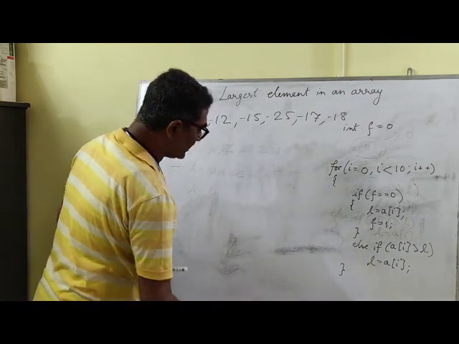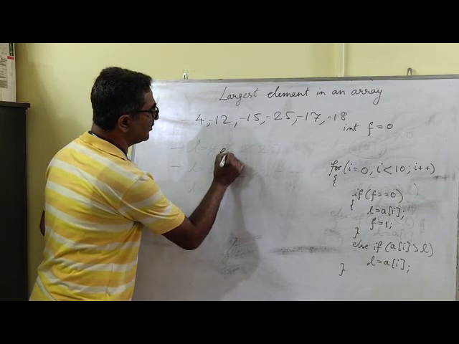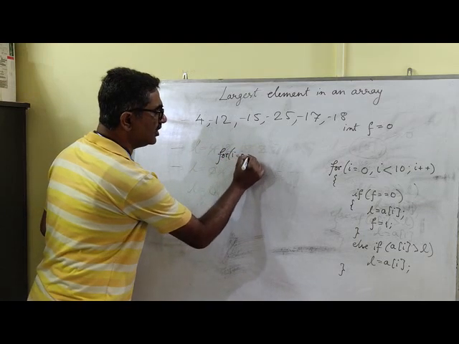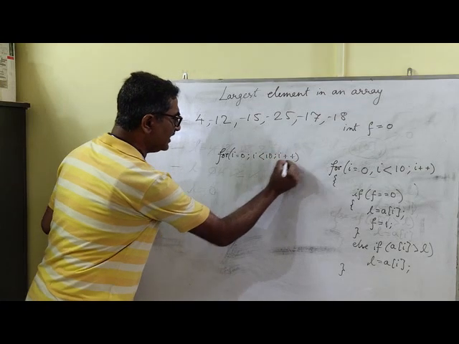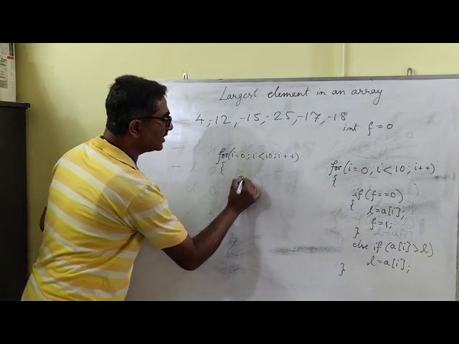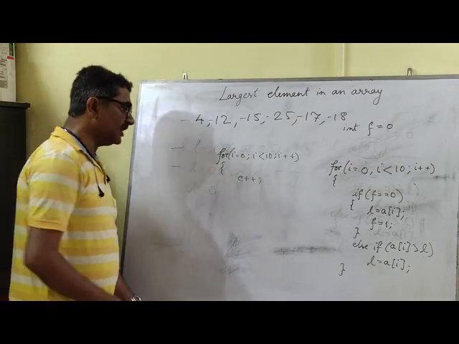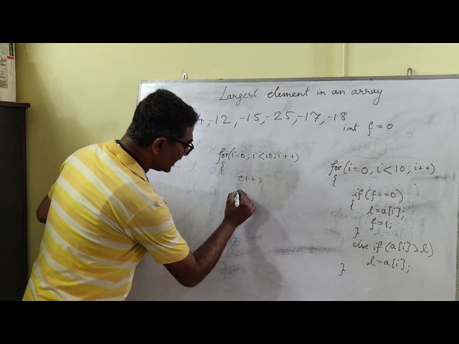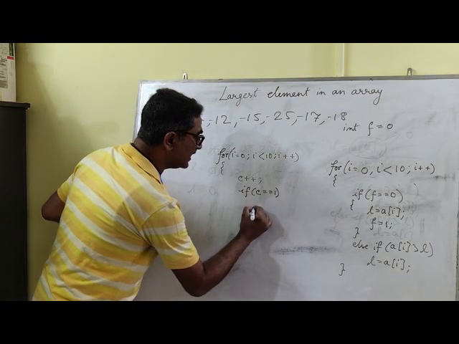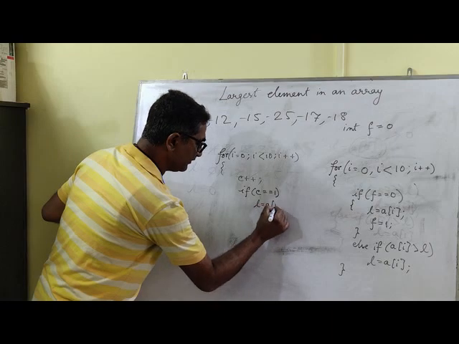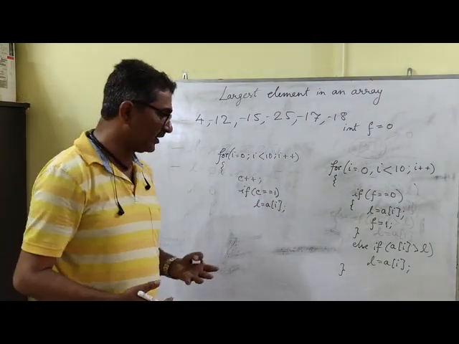So what we are going to do is, we can write this way. Suppose for I equal to 0, I less than 10, I plus plus. And here, what I'm going to do is, I'm going to begin with a counter. So I begin with a counter, and here what I do is, if C is equal to 1, then L equal to A of I. Now can you tell me or guess what is basically happening over here?